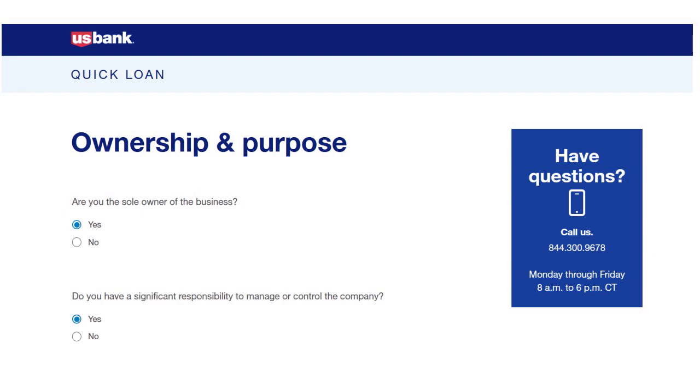So when they ask you, do you have a significant responsibility to manage or control the company? If yes, put yes. If you're not the only person who has substantial authority in the company, you want to list all the parties who have substantial authority in the company.